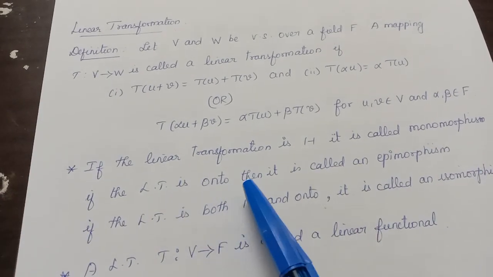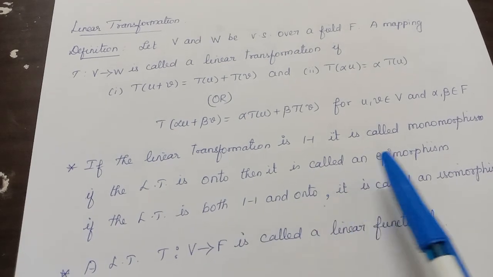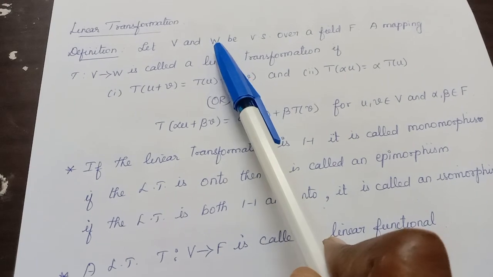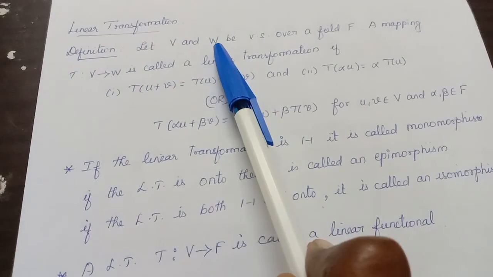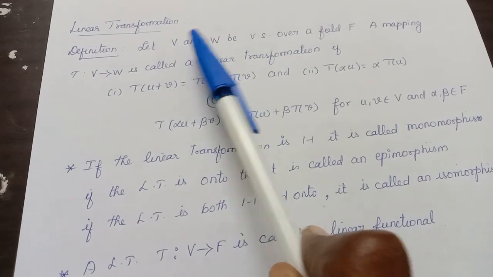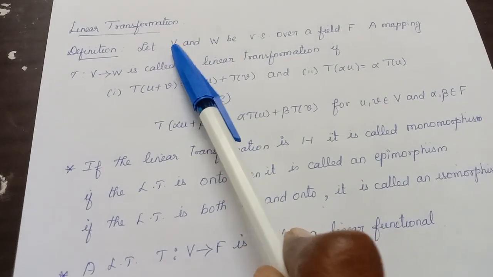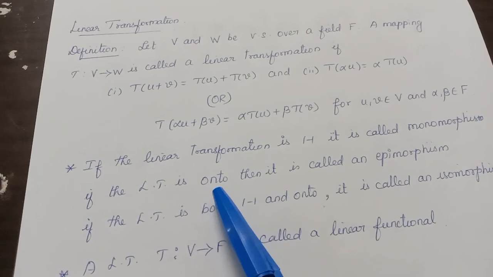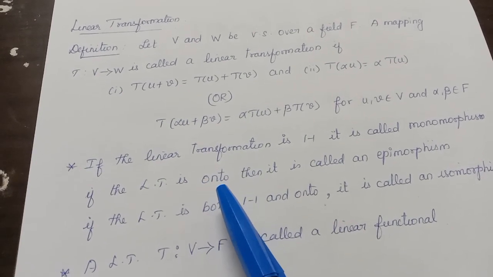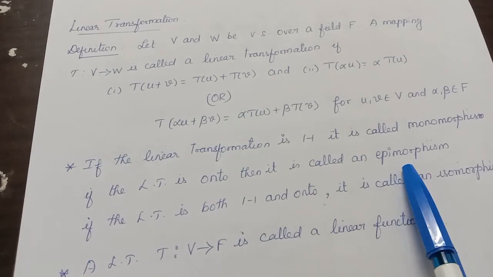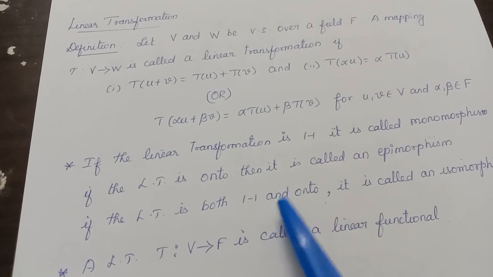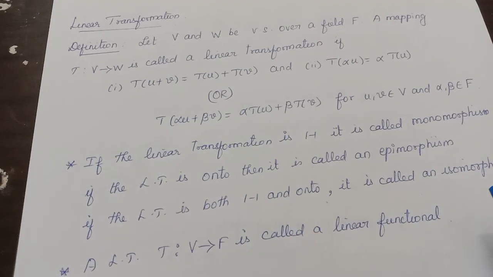Suppose the linear transformation is onto, then it is called epimorphism. Onto means every element in the codomain has a pre-image in the domain. This is the domain and this is the codomain. So if the linear transformation is onto, it is called epimorphism. Suppose the linear transformation is both 1-1 and onto, then it is called an isomorphism.